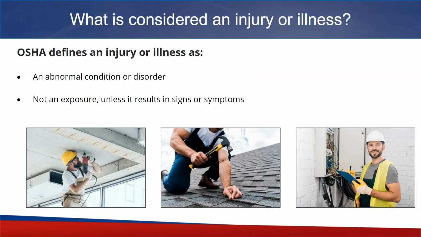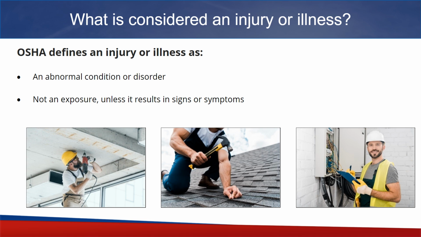What is considered an injury or illness? OSHA defines an injury or illness as an abnormal condition or disorder. Injuries and illnesses include cases such as cuts, fractures, sprains, skin diseases, or respiratory conditions. For OSHA record-keeping purposes, an injury or illness can also consist of only subjective symptoms, such as aches or pain.